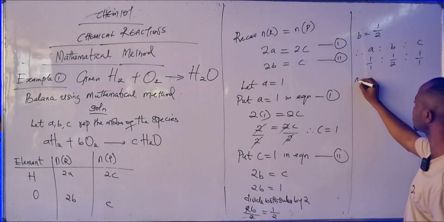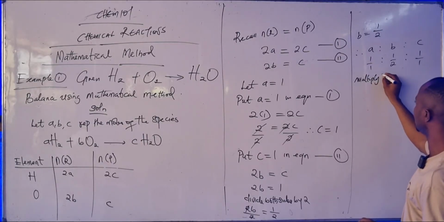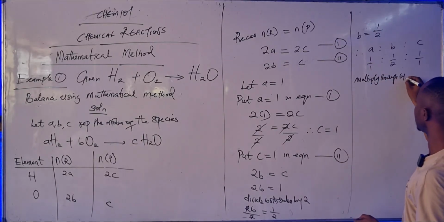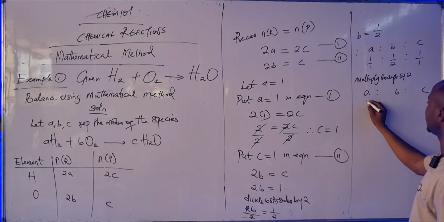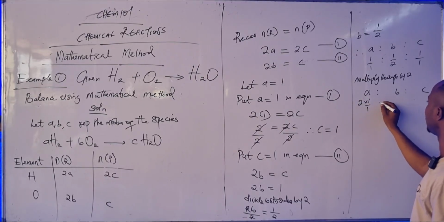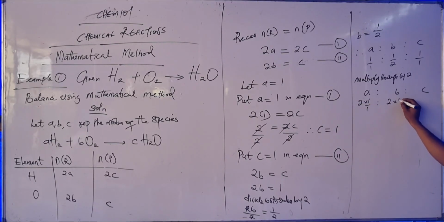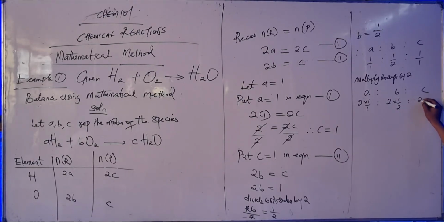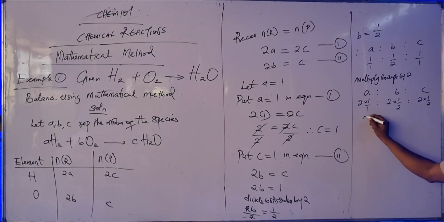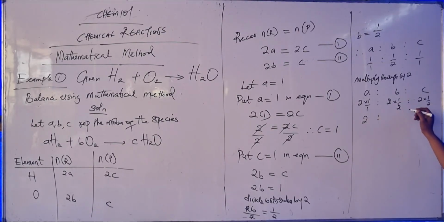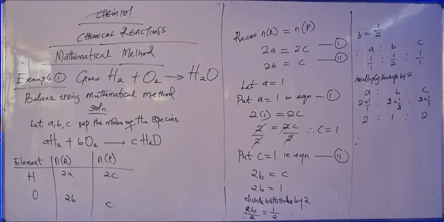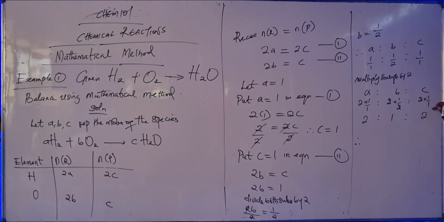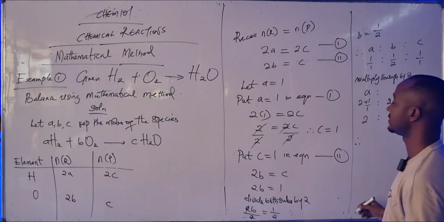I will multiply by 2. So that will give us A ratio B ratio C. What will be here? 2 times 1 over 1. What will be here? 2 times 1 over 2. What will be here? 2 times 1 over 1. This will give us 2. 2 can cancel 2, so 1 over 1. So we have 2 times 1 over 1 will give us 2. Therefore, what do you have here?